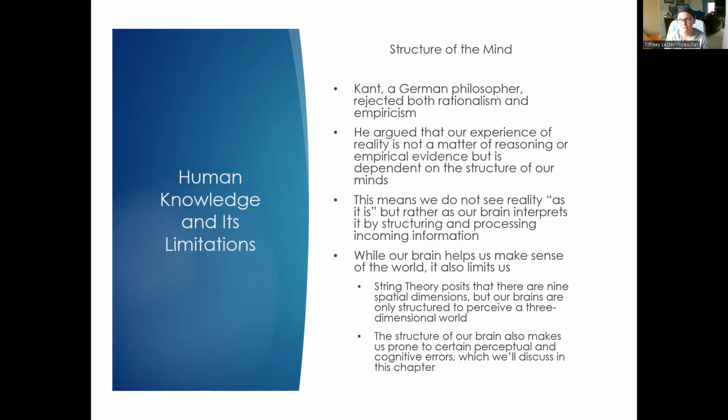String theory is sort of an example of how this could be true. String theory claims that there are 9 spatial dimensions, but our brains are only structured to perceive a 3-dimensional world. There's like 6 other spatial dimensions existing around us that our brains literally can't perceive. That's not my area of expertise, so I won't claim to have an informed opinion on that theory, but it's interesting for sure. Six spatial dimensions that are existing around us right now, and our brain just can't perceive them.